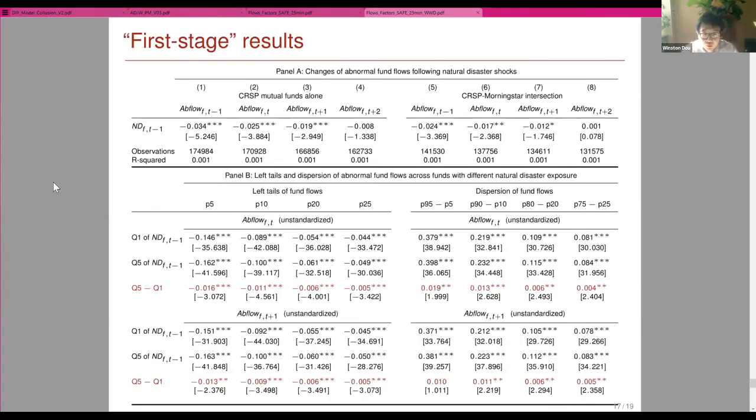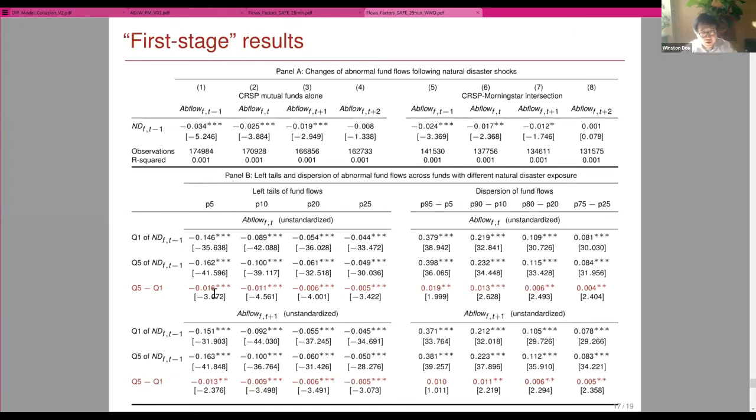But you may say it's not really a first stage. Yes, you're right. What we really want to show is the risk in the following periods, the outflow risk. So we use 2 measures of the outflow risk. One is the left tail risk of the fund flows in the following periods. The other is the dispersion of fund flows in the following periods. Here we sort these funds into low natural disaster exposure and high natural disaster exposure. We want to show that for the funds with high natural disaster exposure, the left tail of fund flows in the following periods is more negative.